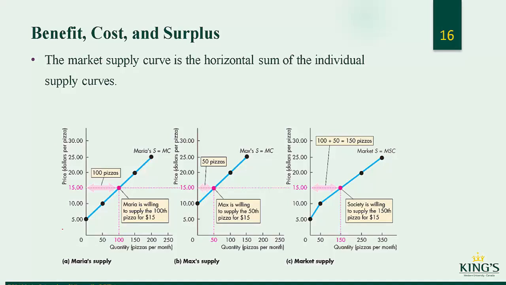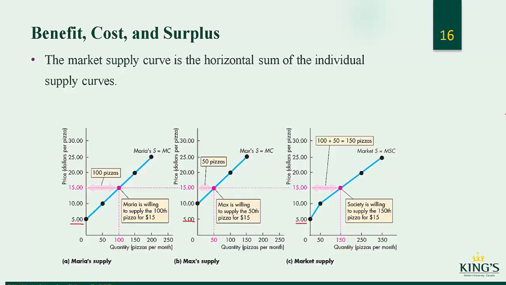So we know that if the price was $5, Maria wouldn't want to offer any for sale. If the price was $5, Max wouldn't want to offer anything for sale, and so the market supply curve at $5 would be 0. And then we can go up and do that for each price, and that would trace out the market supply curve.